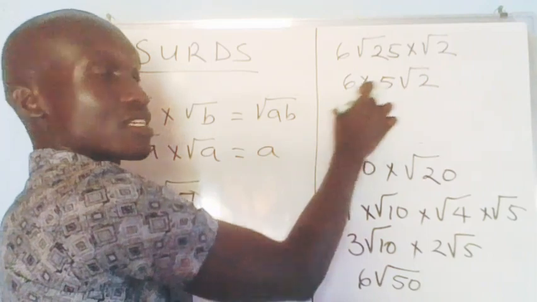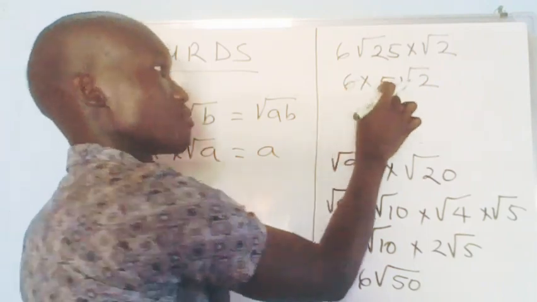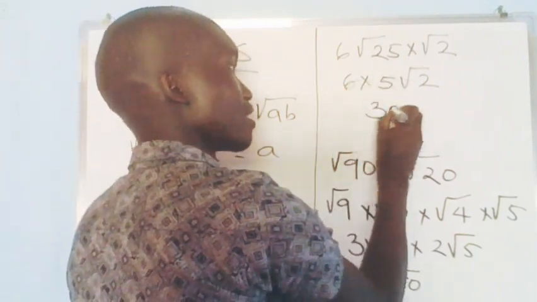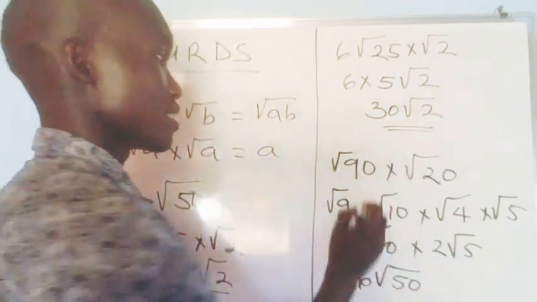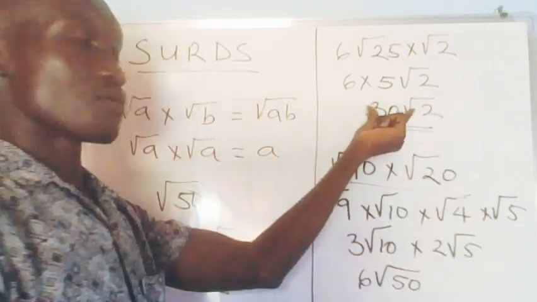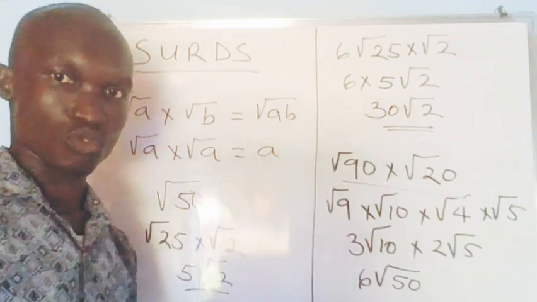Then we multiply these whole numbers. 6 times 5 will be 30 root 2. So our final answer, this number expressed as a surd, will be 30 root 2.